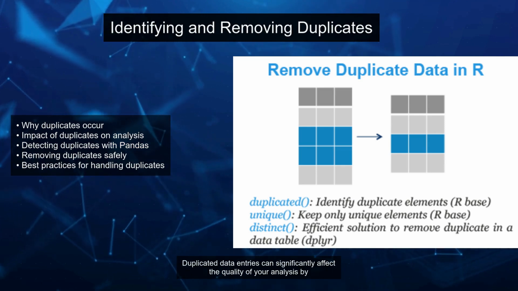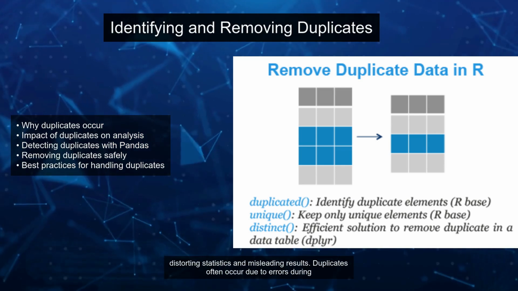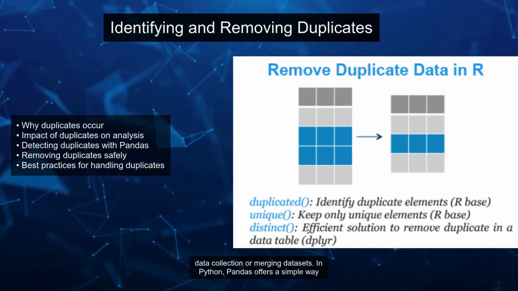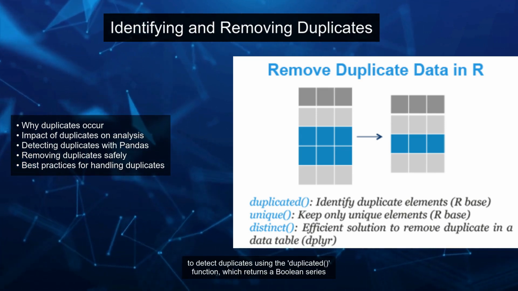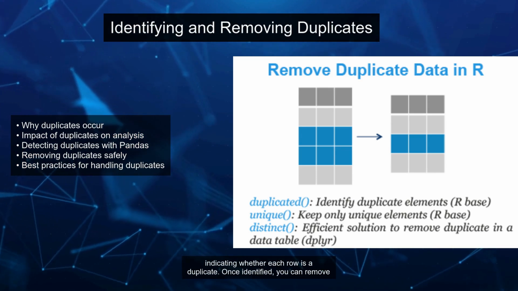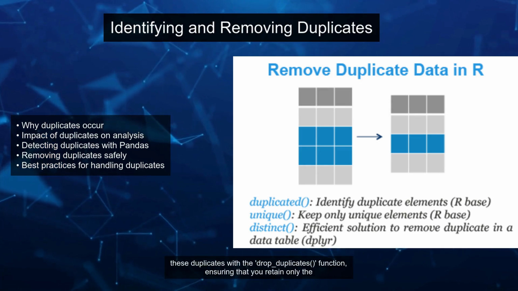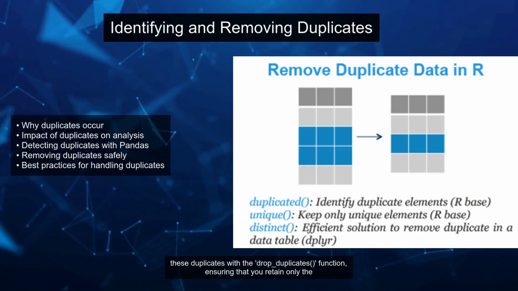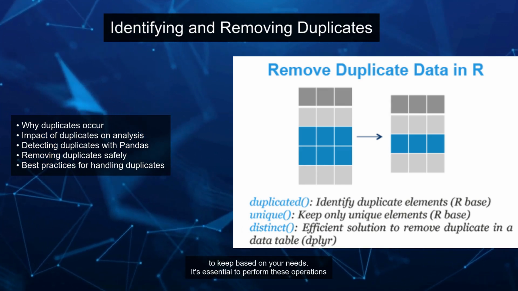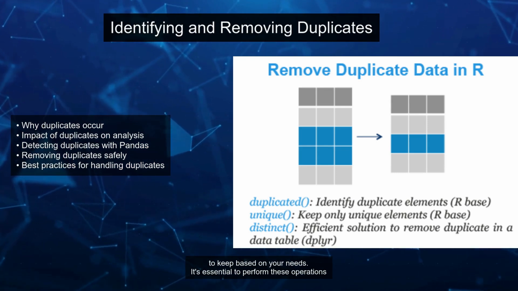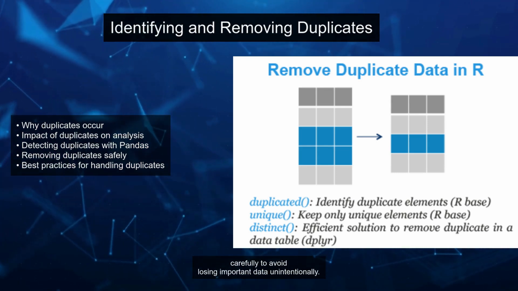Duplicated data entries can significantly affect the quality of your analysis by distorting statistics and misleading results. Duplicates often occur due to errors during data collection or merging datasets. In Python, Pandas offers a simple way to detect duplicates using the duplicated function, which returns a Boolean series indicating whether each row is a duplicate. Once identified, you can remove these duplicates with the drop_duplicates function, ensuring that you retain only the first instance of each duplicate entry, or you can specify which duplicates to keep based on your needs. It's essential to perform these operations carefully to avoid losing important data unintentionally.